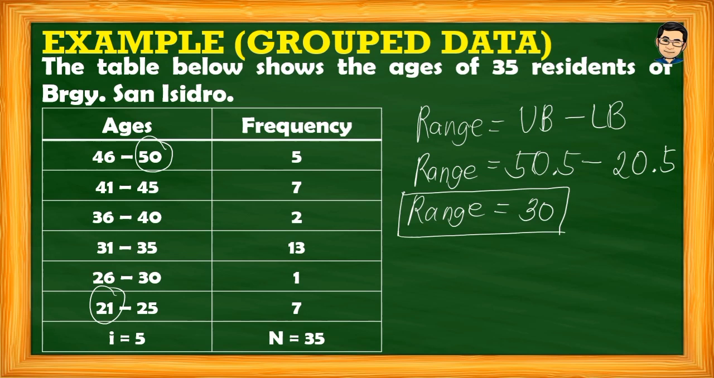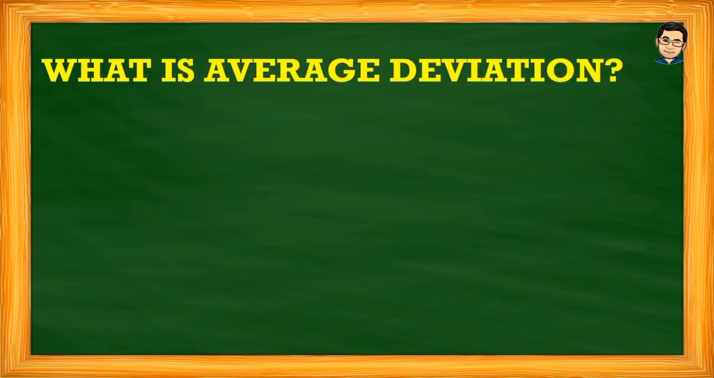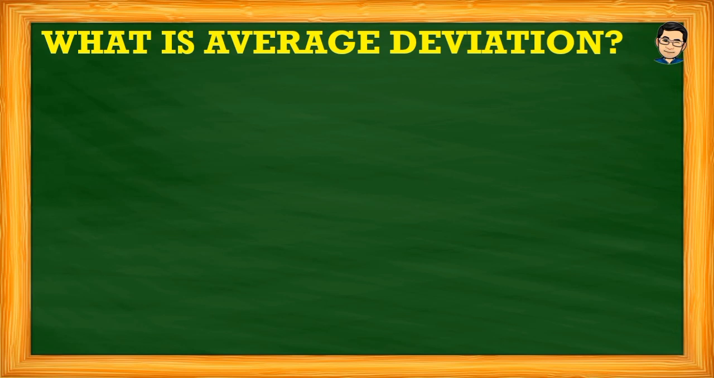Therefore, the difference of the ages of 35 residents sa Barangay San Isidro is 30. So, ganyan kalayo yung edad ng mga 35 residents of Barangay San Isidro. So, after natin sa range, madali lang yung range. So, let us have average deviation.